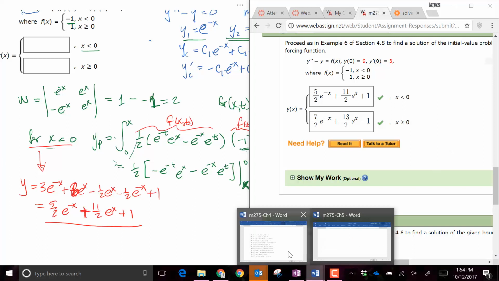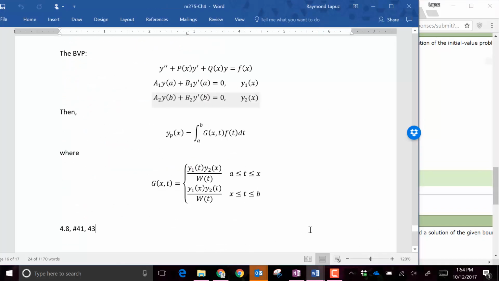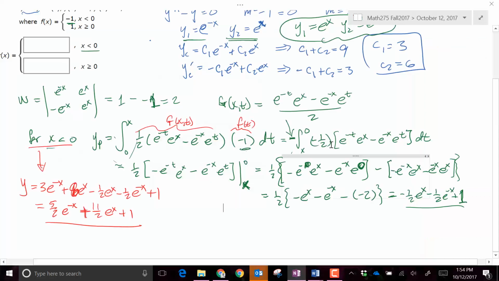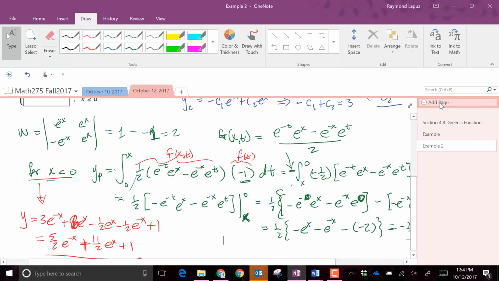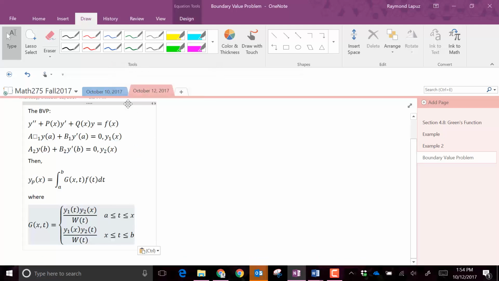So now let me throw some BVP at you, and that would be the boundary value problems. Just switch the limits. Yeah, that's it. Okay, second answer.